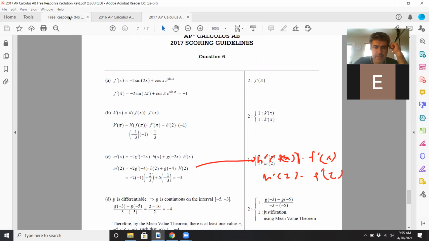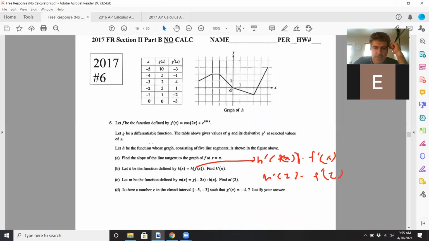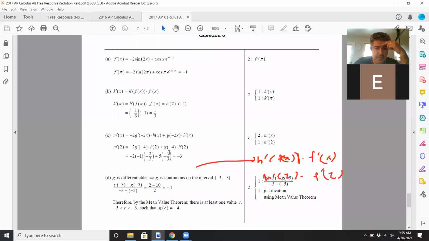So there you go. For C, that's going to be a product rule. So you have to do the product rule there, and of course use the table to help you with G over there in the graph for H. And then for D, is there a number C in a closed interval such that G prime C equals -4? I think that's going to be intermediate value theorem for derivatives. Or mean value theorem, never mind. Yeah, because I should have known better.